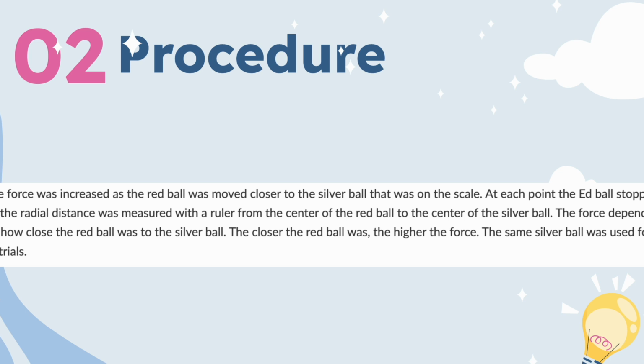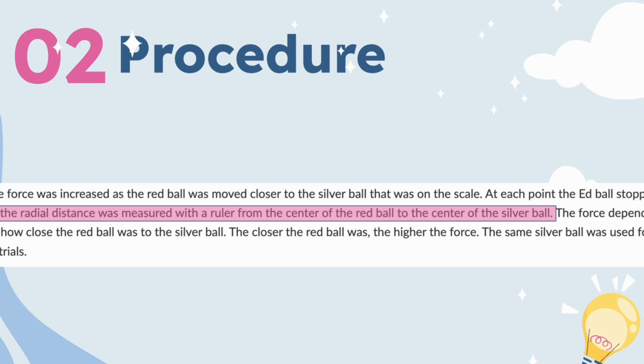So at each point, the red ball changed distance. So they got the point for radial distance measured with a ruler. The force was measured by the scale, so that's their independent and dependent variable. The same silver ball was used for all trials. But the student included an extra thing I want you to be wary of.